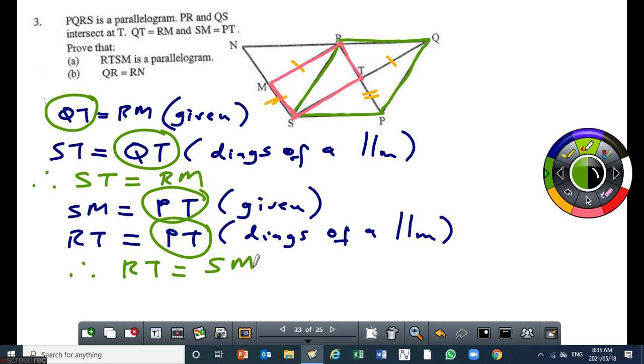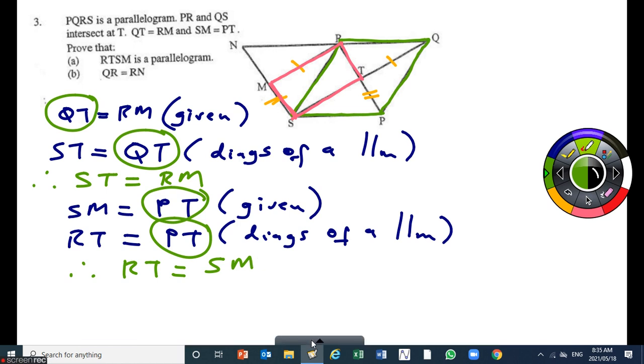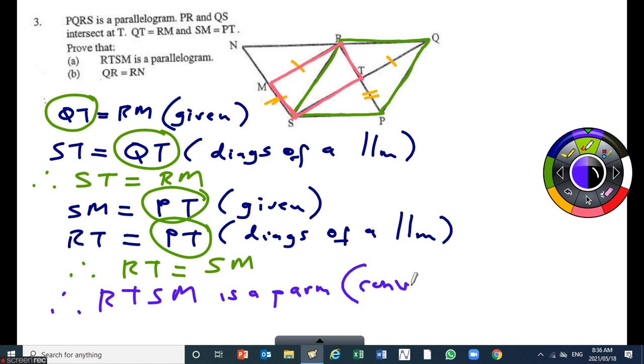My reason would be converse opposite sides of a parallelogram. Okay? Converse opposite sides of a parallelogram. Right? So I'm going to make a conclusion now. The conclusion, then I'll say, therefore, RTSM is a parallelogram. My reason, converse opposite sides of a parallelogram.